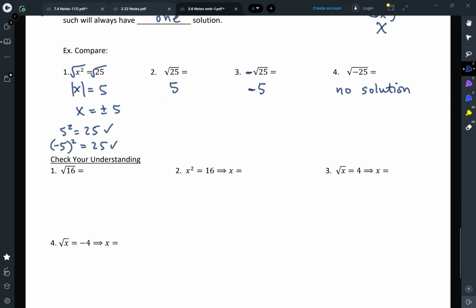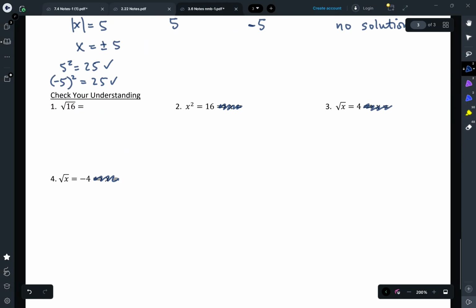So you're going to go ahead and try the ones at the bottom. Show your work vertically. So kind of ignore this part right here. So go ahead and show your work vertically for these 4, and then unpause and go through and check your answers.